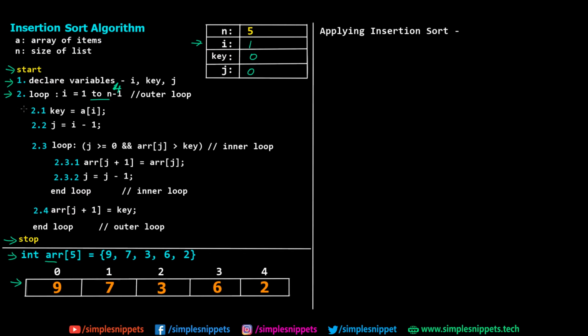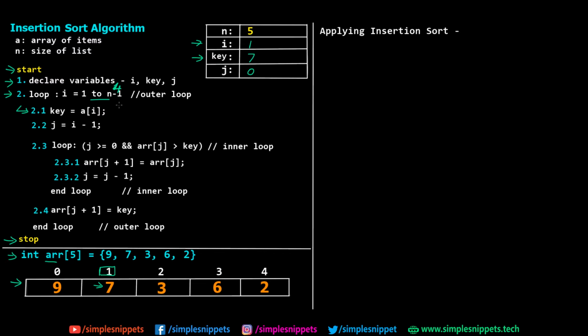Now inside the loop we have 2 instructions, 2.1 and 2.2. So at 2.1 what we are doing is we are saying key equals to A of I. Now we know I value is 1. Now if you see the array at the index position 1, we have the value of 7. So 7 will be transferred into key. So let's make that update and let's update this variable. So key is now 7.